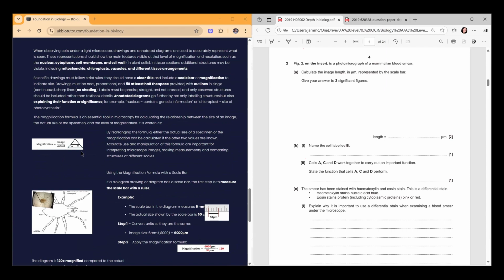And I'm going to show you how to answer this type of question, which is a question that comes up quite a lot, but it's important that you have the skills to be able to do that. So the first thing we have to note when looking at this, it says, on the insert. Now, what we have is a mammalian blood smear. So let's have a look at the insert then.